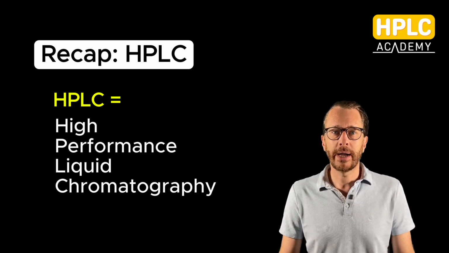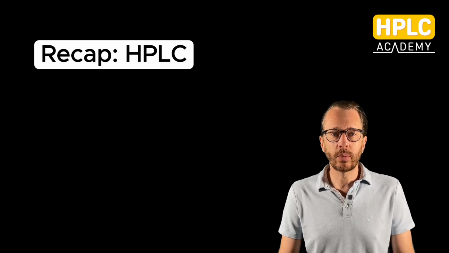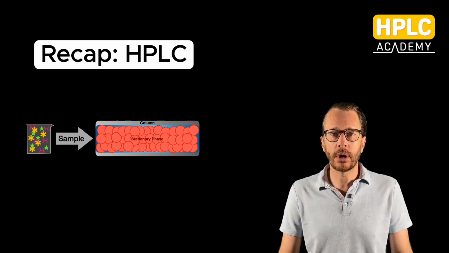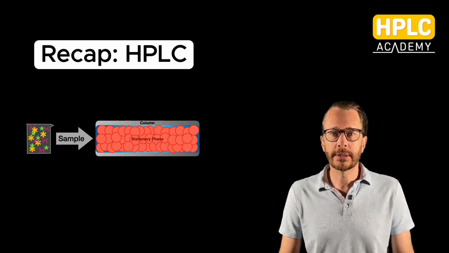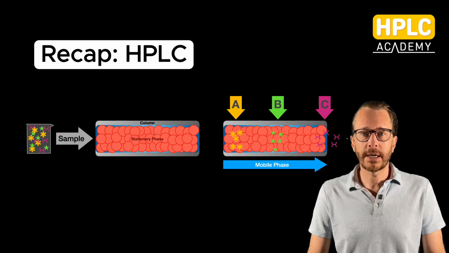HPLC stands for High Performance Liquid Chromatography. It is a separation technique in which a liquid sample is pushed through a column packed with small particles under high pressure. Different compounds in the sample interact differently with the stationary phase inside the column, which causes them to travel through the column at different speeds.